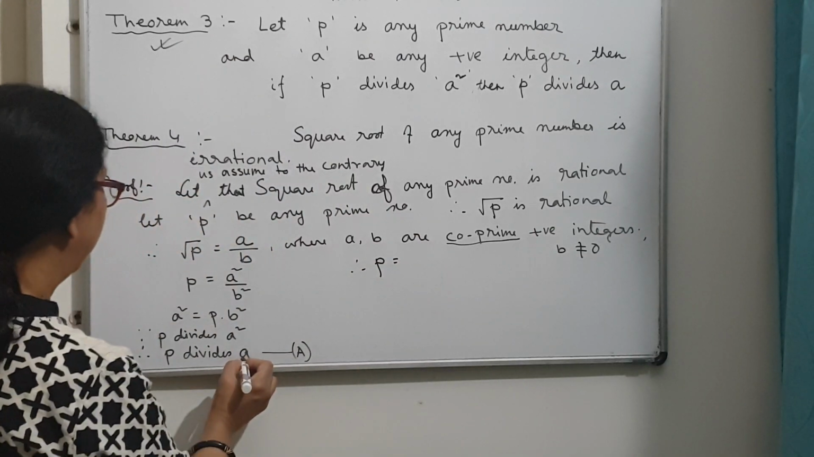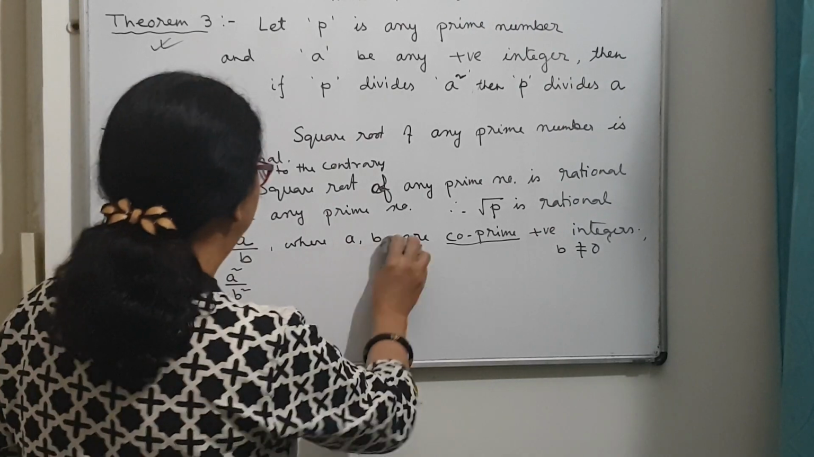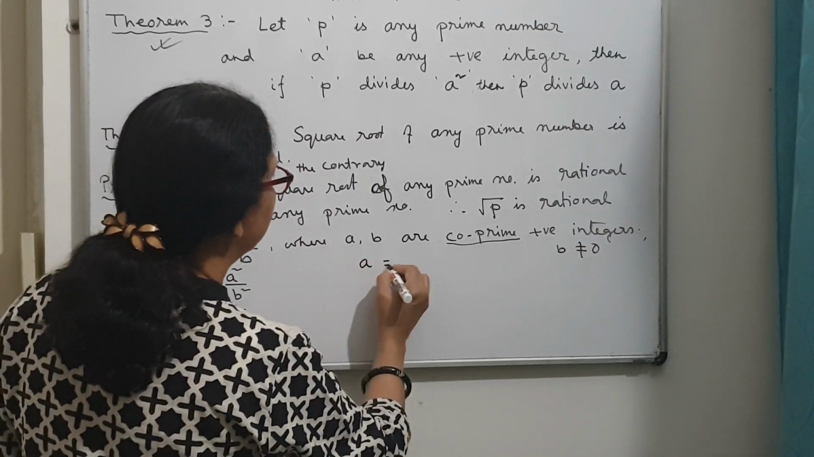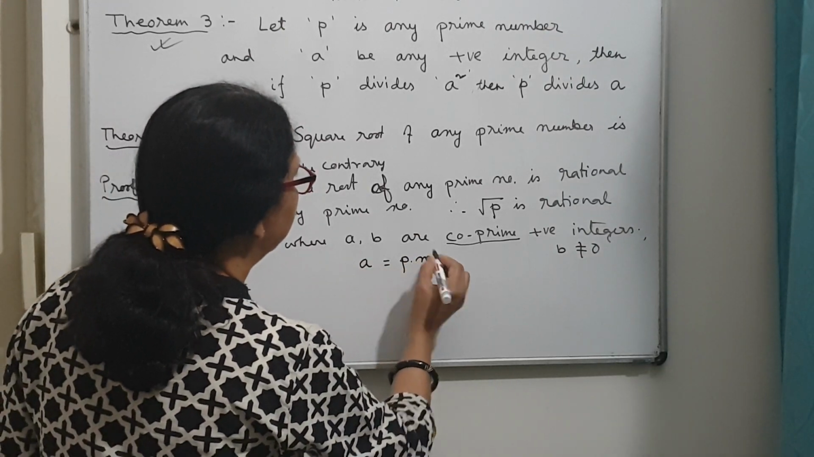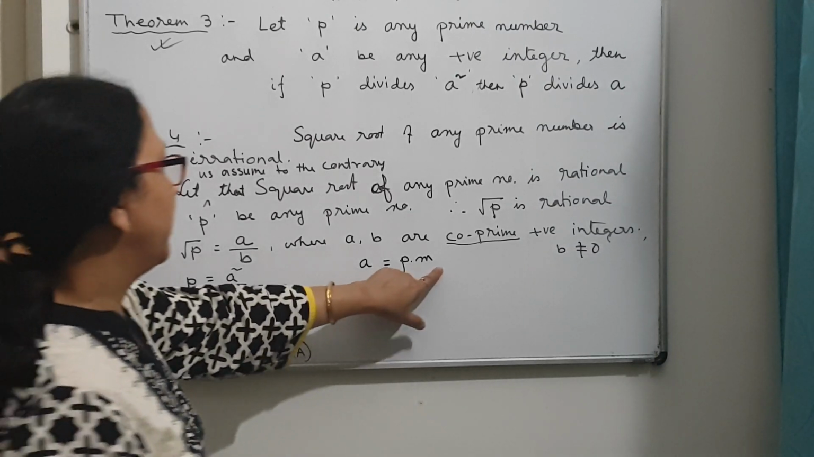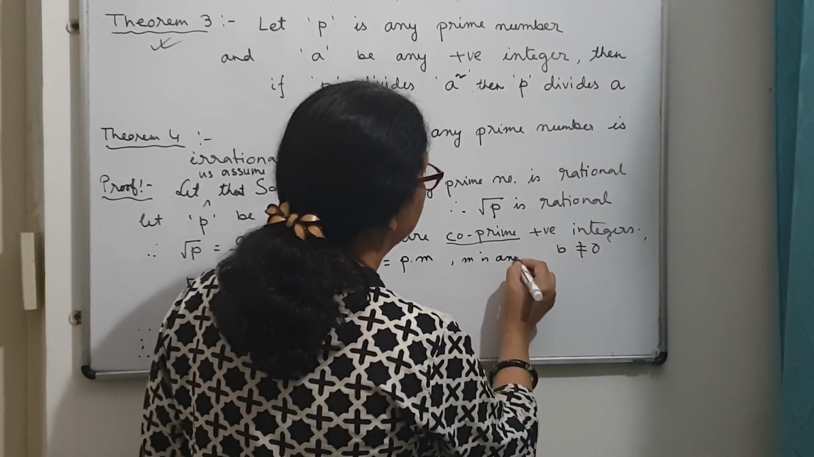P divides a. That means p is a factor of a. So a can be written in this way: p into some integer. Because p is a factor of a, I can write a as pm, where m is any integer.